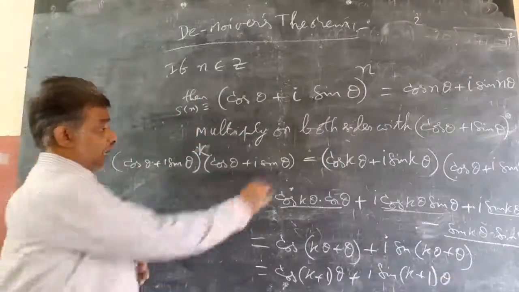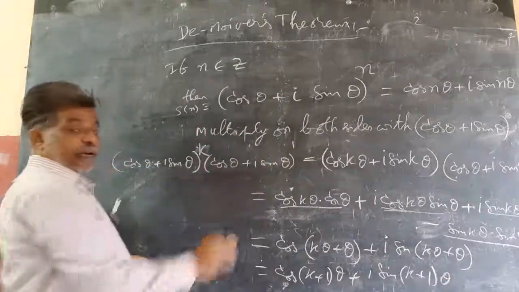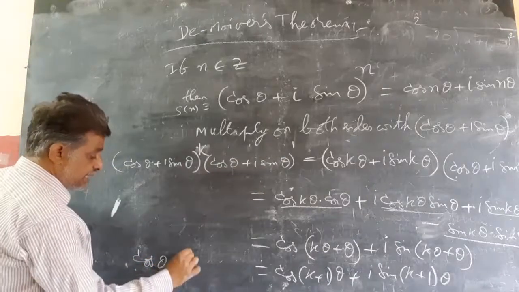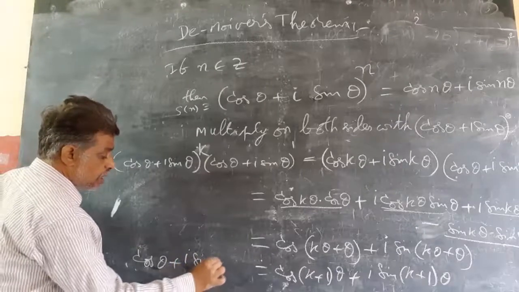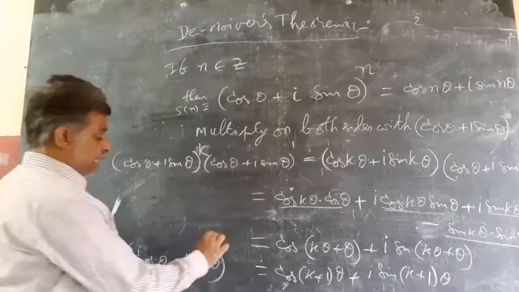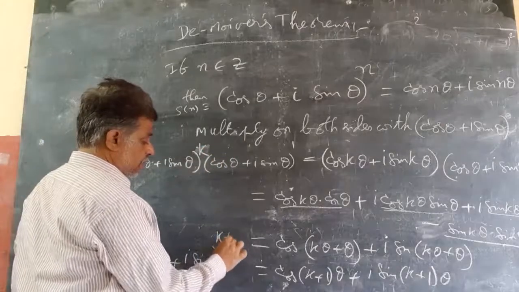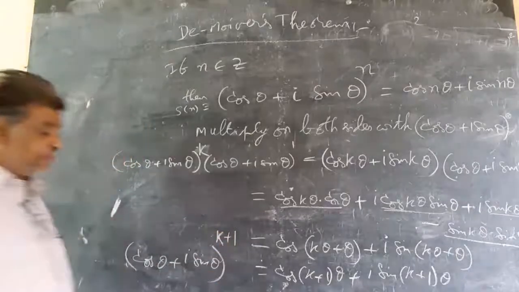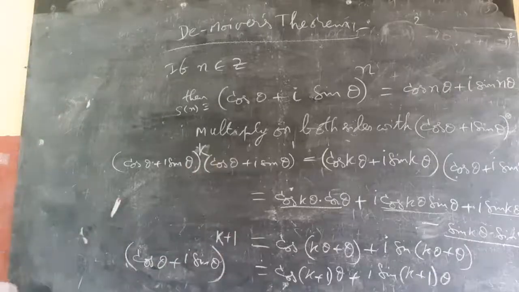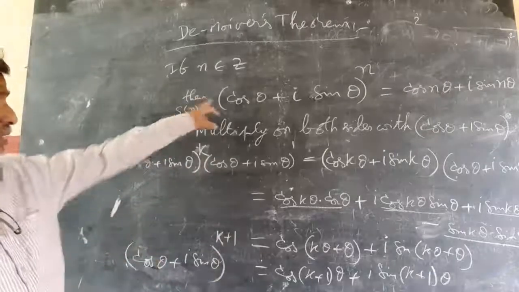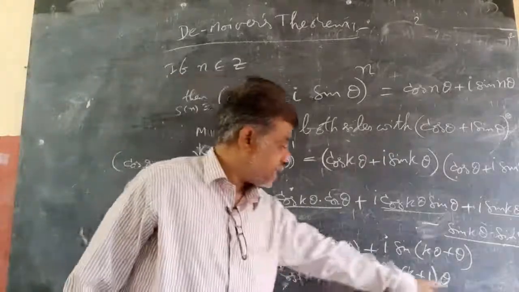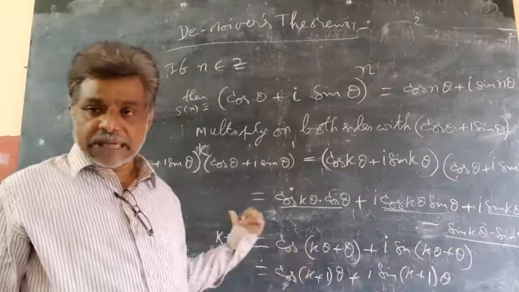And this side, a power m into a power n is a power m plus n, so (cos theta plus i sin theta) whole power k into (cos theta plus i sin theta) gives whole power k plus 1. So now I got this one: (cos theta plus i sin theta) whole power n equals cos n theta plus i sin n theta, with n as k plus 1.